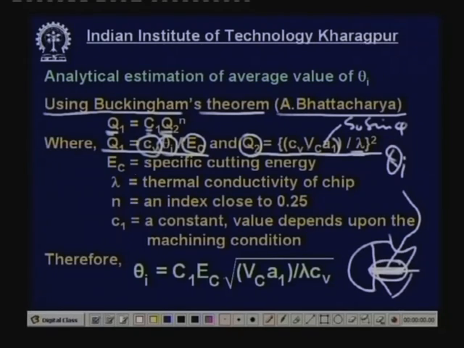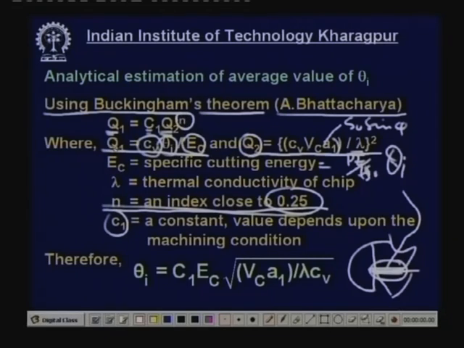Now, as I said, EC is the specific cutting energy, which can be determined from the cutting force divided by the chip cross sectional area, chip load TSO, lambda thermal conductivity of chip, and N, an index that has been studied experimentally and found to be very close to 0.25. C1 is a constant which depends upon the machining condition, that is the cutting fluid application, friction, sometimes tool geometry, and so on. Now, combining these three equations, what we get? Taking n equal to 0.25, and then combining Q1 and Q2, we get an expression like this, a very simple expression.